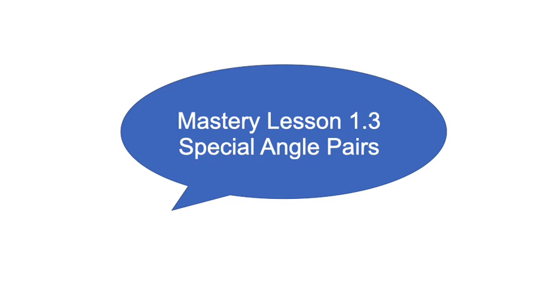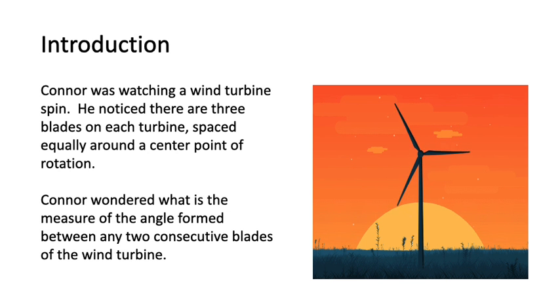In this lesson, we'll be learning about special angle pairs. Connor was watching a wind turbine spin. He noticed there are 3 blades on each turbine, spaced equally around a center point of rotation. Connor wondered, what is the measure of the angle formed between any 2 consecutive blades of the wind turbine?